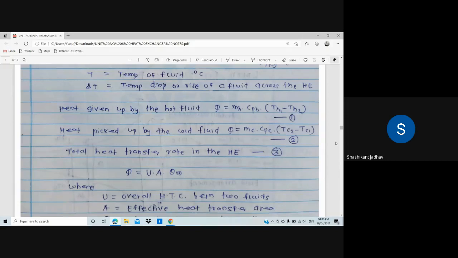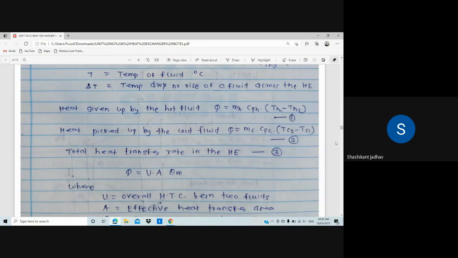Okay, so heat picked up by the cold fluid, Q is equal to m dot Cpc into (TC2 minus TC1). All of you write down that equation for the cold fluid, and that is equation number 2. So we have written the equation separately for the hot fluid and the cold fluid.